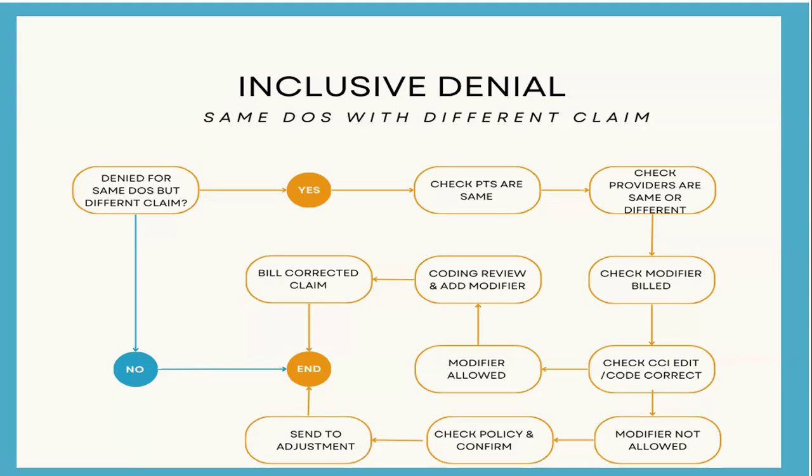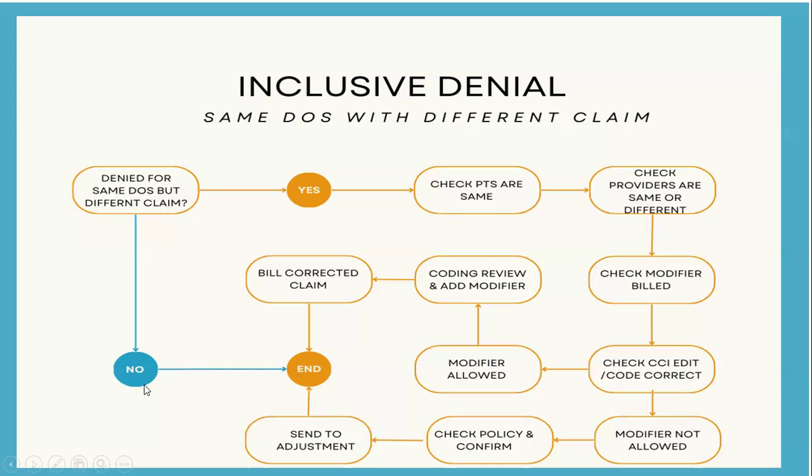So I'll take one scenario. For example, your claim is billed with a regular CPT in one claim and 81003 in another claim. In that scenario, this will be the same DAS, but it is billed as two different claims. So in that scenario, it is denied for the same DAS but a different claim.